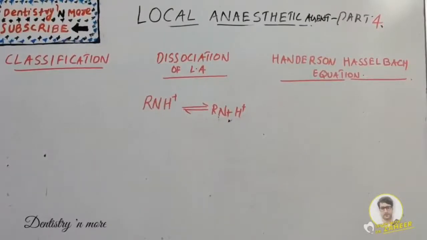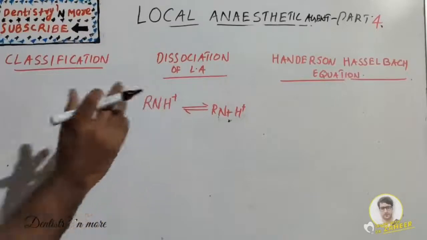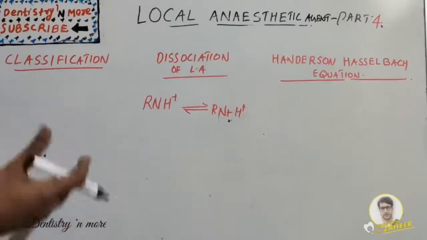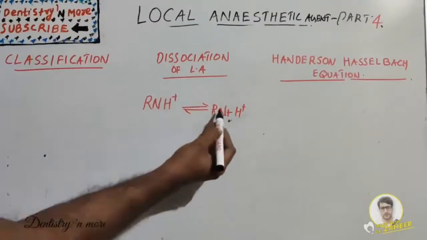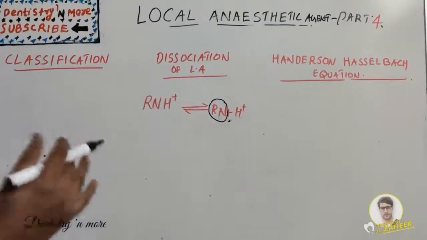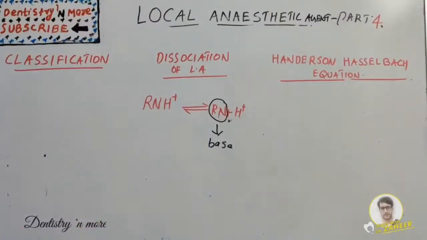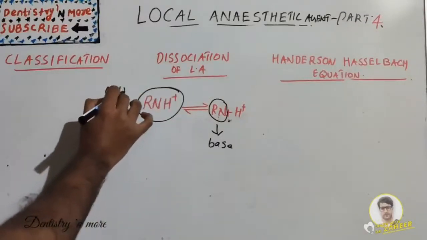Now let's see what is dissociation of local anesthetics. Local anesthetics are available as salts, usually hydrochlorides, for clinical use. The salts, both water soluble and stable, are dissolved in either sterile water or saline. On dissolution, it exists simultaneously as an uncharged molecule, which is called the base, and a positively charged molecule, which is known as the cation.